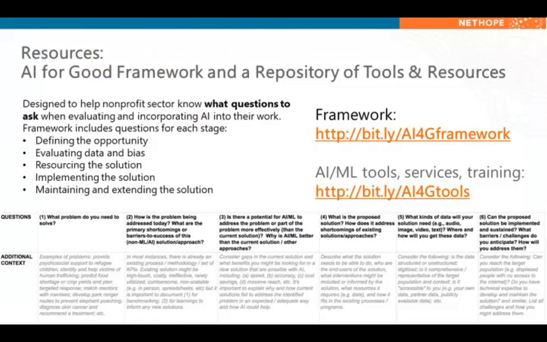First is a framework that we'll spend more time on as we dive into the practical implementations, but we want to make sure that's available to you and visible to you today. It's a framework that was designed to help the nonprofit sector know what questions to ask when evaluating and incorporating AI into our work. This framework includes questions for each stage, from defining the opportunity, even asking the question, do you really need AI to address this specific problem, evaluating data and bias, resourcing the solution, all the way to implementing the solution, maintaining and extending the solution. So do take a look.